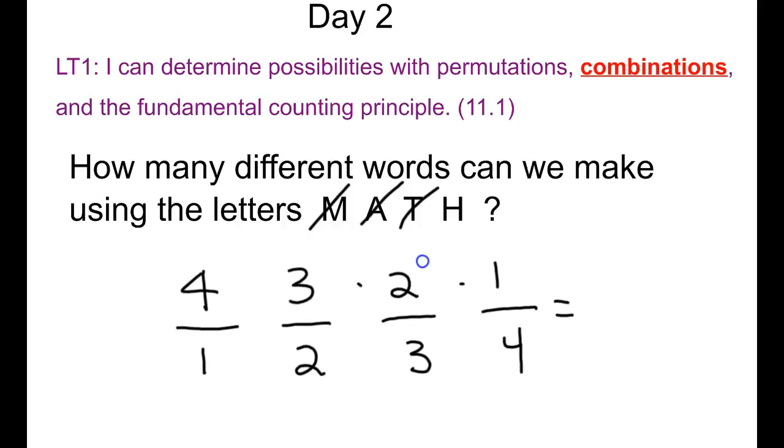And what we do here is we multiply. This is 4 times 3 times 2 times 1, which is 24. There are 24 different words we can make using the letters M-A-T-H. This is assuming that every combination of those letters is an actual word. Okay.